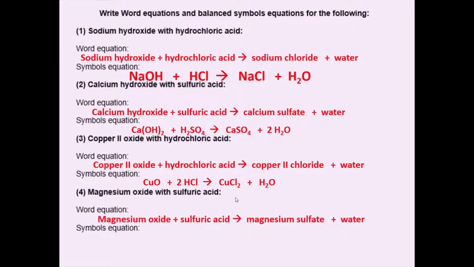Magnesium oxide, also acid plus base, gives salt plus water, so the salt is magnesium sulfate, and then water. Then our symbols equation: magnesium oxide, MgO, Mg 2+, O 2-, sulfuric acid, H2SO4, magnesium sulfate, Mg 2+, sulfate SO4 2-, that's on the back of our data sheet, and then water, H2O. When you check either side, all the atoms are balanced, so we don't need to put anything in there.